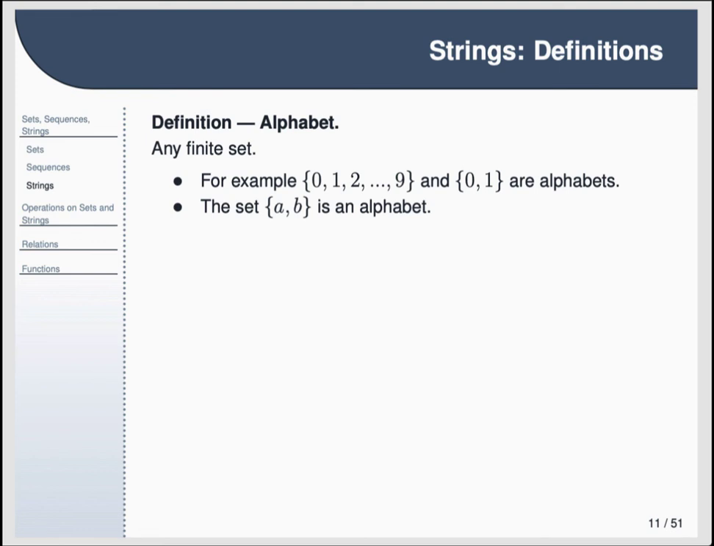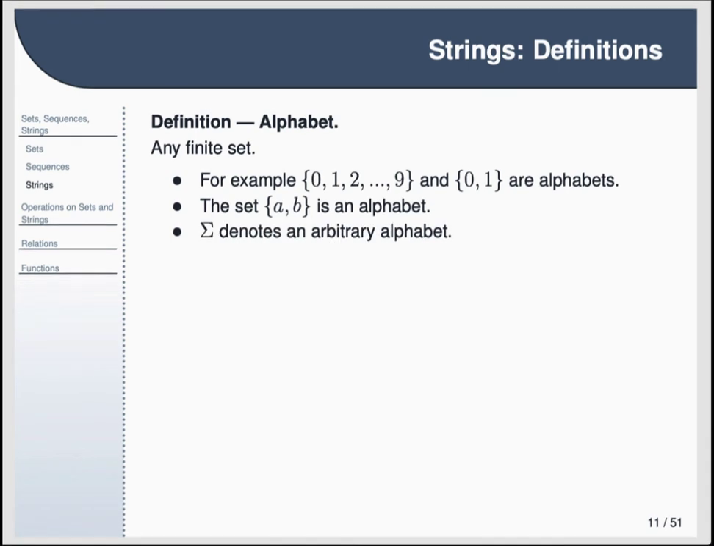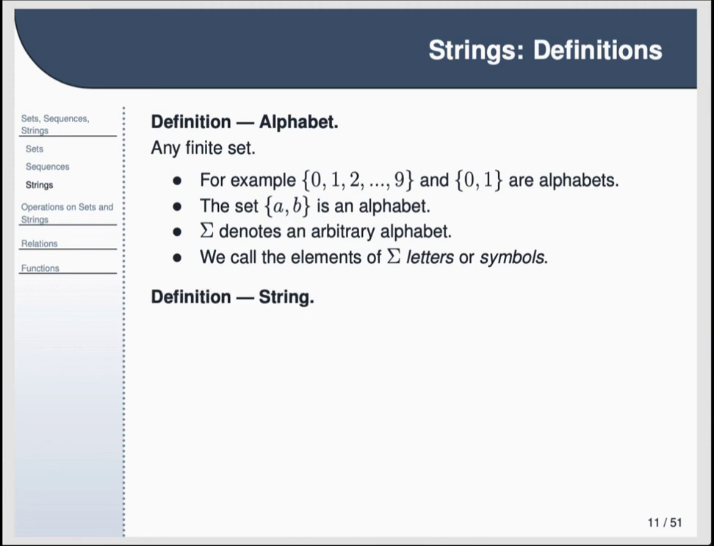they look like the characters that we expect in our strings, whether we're working in binary or in decimal, or we're just using A's and B's to represent an abstract binary alphabet. In terms of notation, we usually use a capital letter sigma to denote an arbitrary alphabet, and we call the elements of sigma letters or symbols. So now with this definition of alphabet and our definition of sequence, we can go on to define a string.